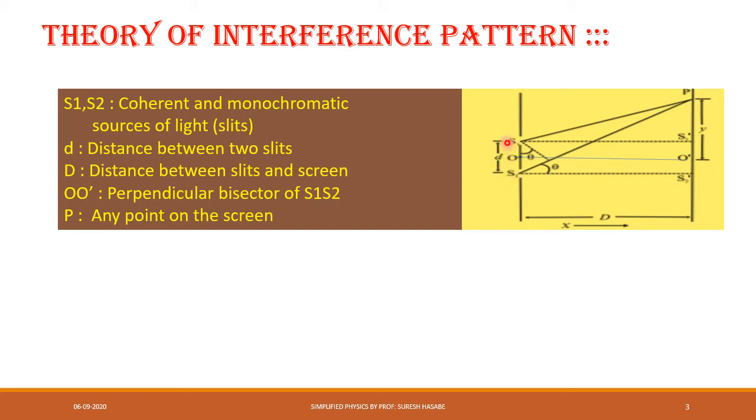d is nothing but the distance between these two sources, S1 and S2, or slits, we can say. Capital D is nothing but the distance between the slit and the screen. This is a screen on which we can observe the interference pattern. O is the midpoint of S1 S2, and O dash is nothing but the perpendicular bisector of S1 S2. P is any point at a distance y from O dash on the screen.